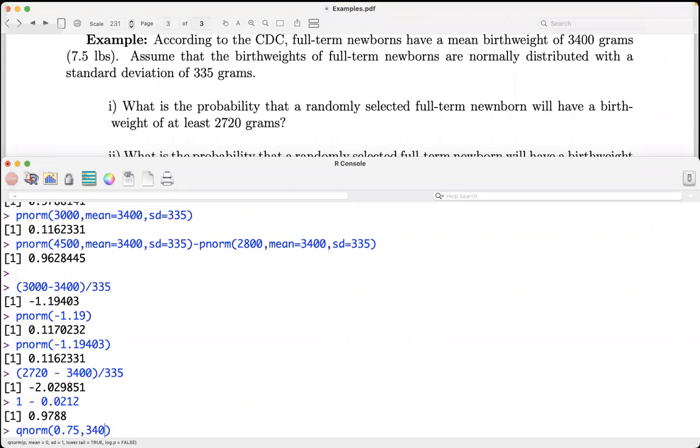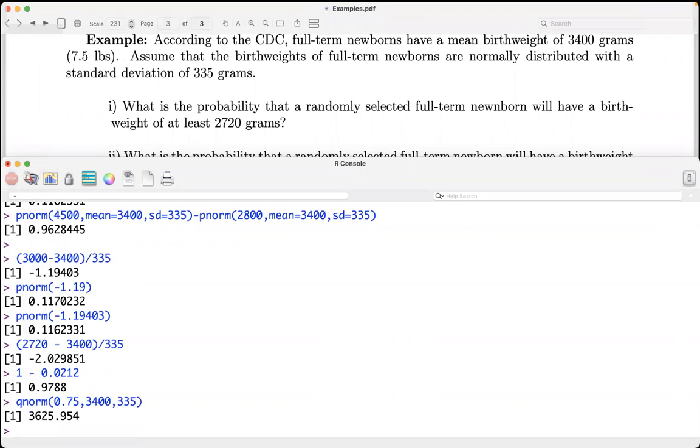Remember, our mean is 3,400. Our standard deviation is 335. And so it looks like if you randomly select a baby, there'll be a 75% chance that their birth weight would be 3625 grams or fewer. Okay, and so that's what the Q norm function does, it answers the inverse question. If you already have a probability and you want to know the cutoff for that probability, that critical value, then you would use the Q norm function.